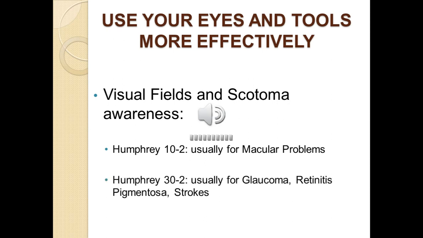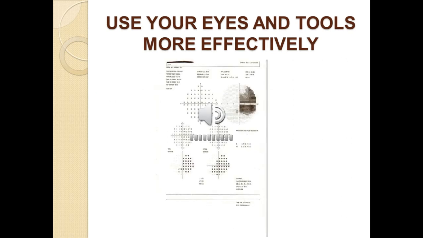For patients who have peripheral problems, glaucoma, retinitis pigmentosa, strokes, we'll use a 30-2 or even a 24-2, where we're measuring the central 24 or 30 degrees. Those go out more into the peripheral vision. This is an example of what we would call a 10-2. And for those of you who are able to see this, in the upper right part of the picture, that's probably the most important thing to see.